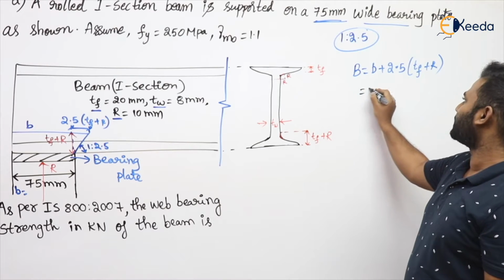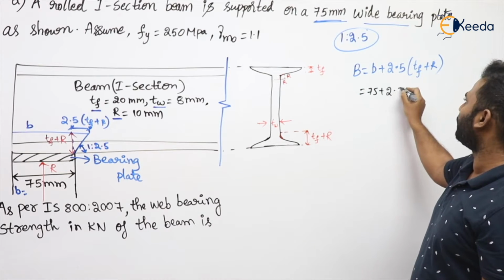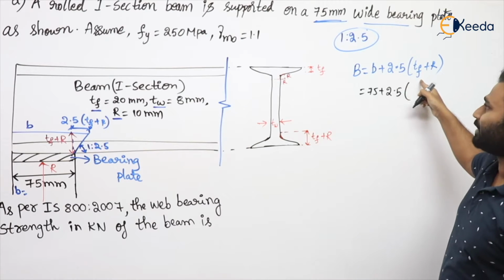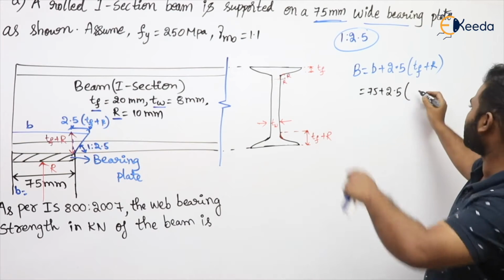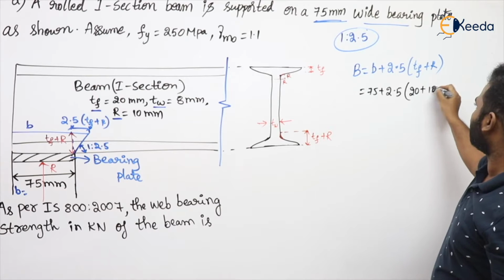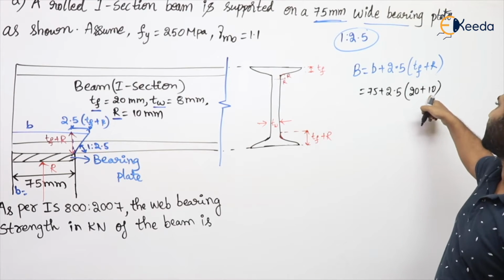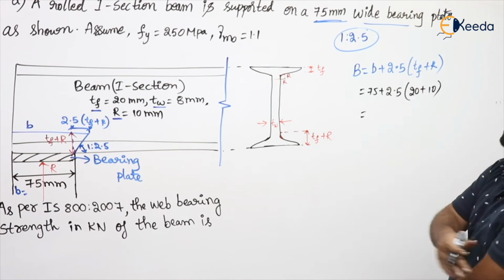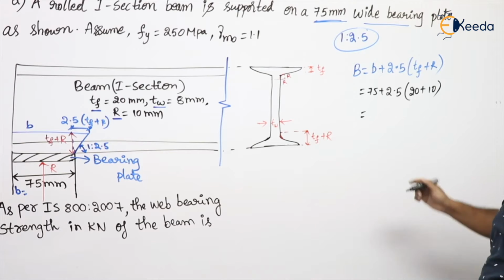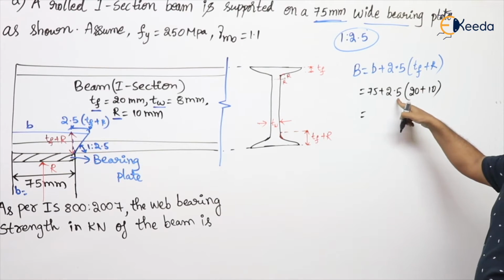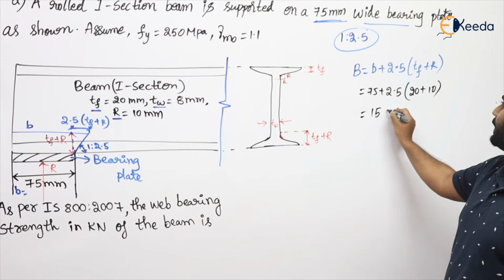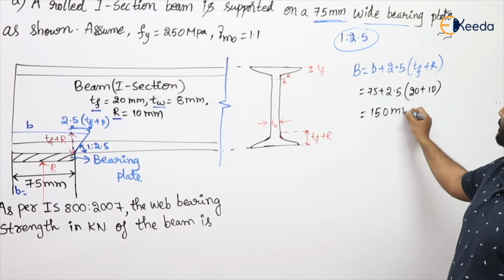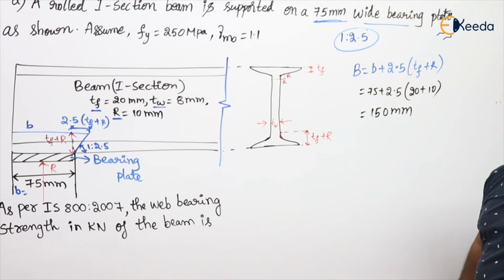So B is how much? 75 plus 2.5 into TF. TF is 20, mentioned in the question, plus 10, so 20 plus 10 is 30. 30 into 2.5 is 75. So it comes out to be 150. Is that clear? B comes out to be 150.